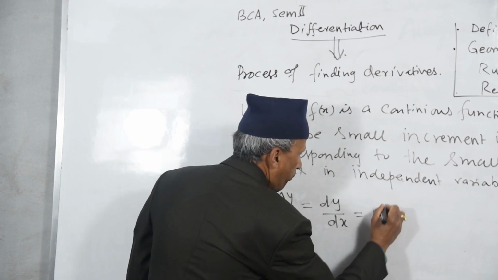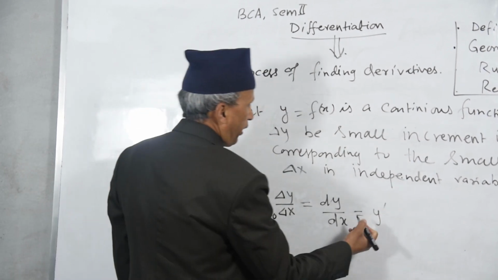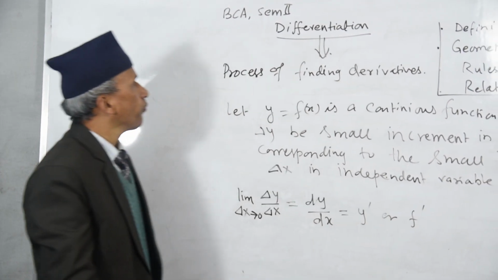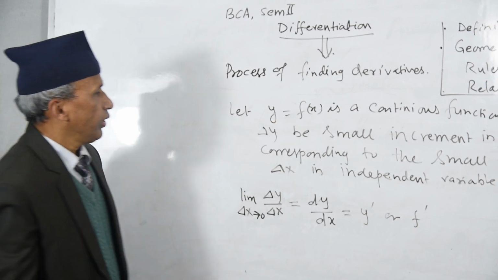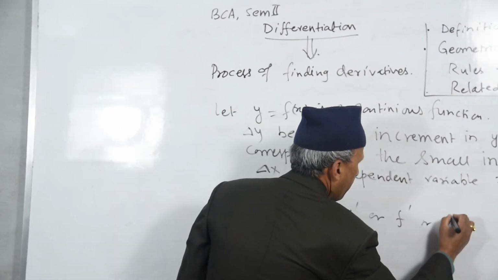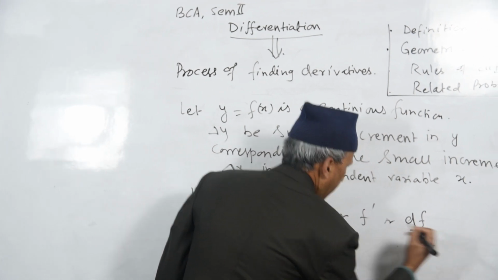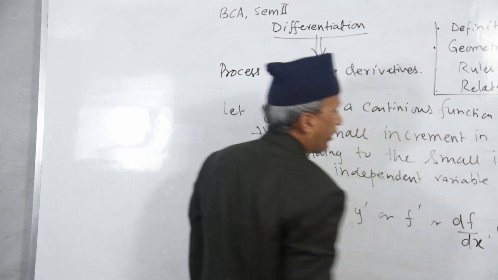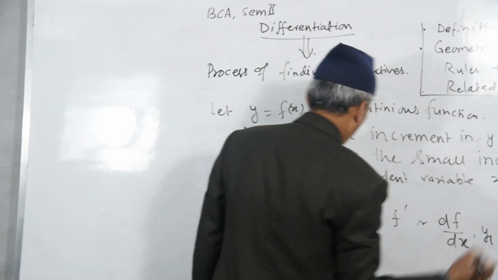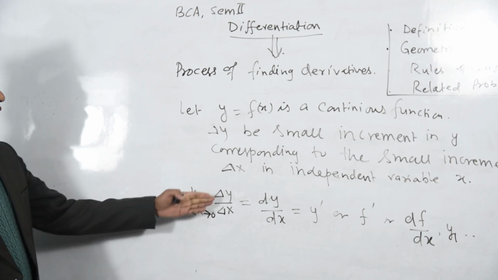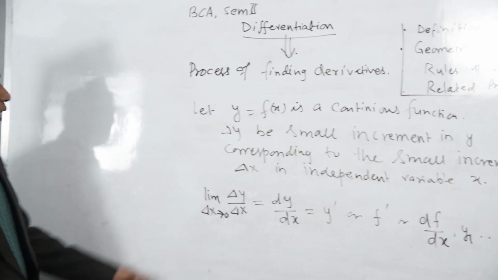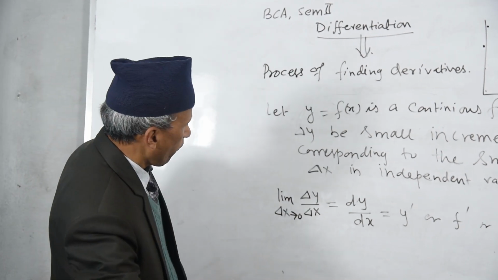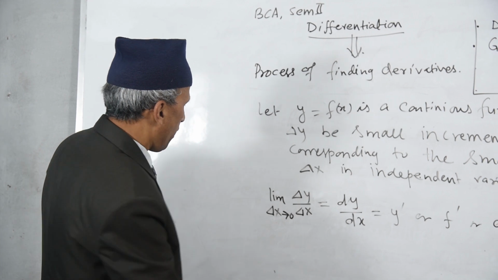Sometimes we write it as y prime or f prime, because y is f, or df by dx. Sometimes it is also written as y1, etc. So this is the very simple definition. We'll check its geometrical interpretation. Let's talk about geometrical interpretation.